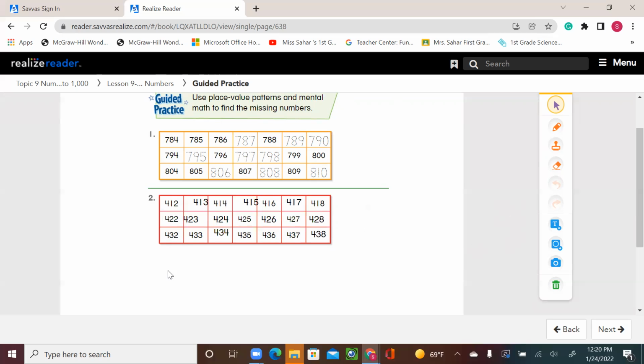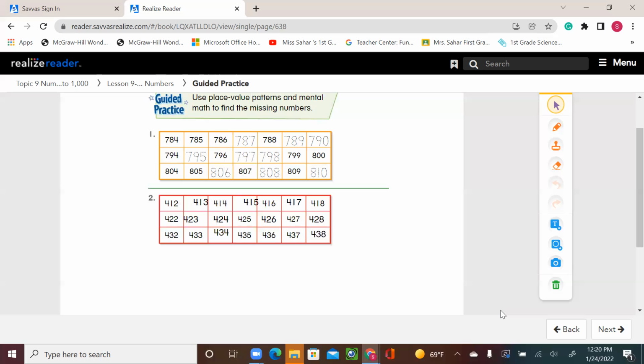Let's look now at any column. Let's see this column. So we have 415. I go down one row, 425. So my tens increased by 10. I go one more down, 435. So the 2 tens became 3 tens, increased by 10.